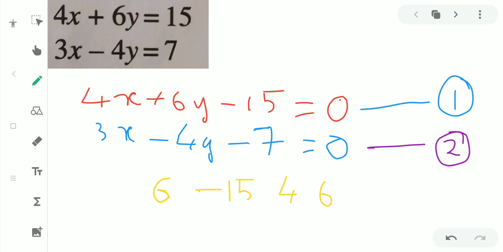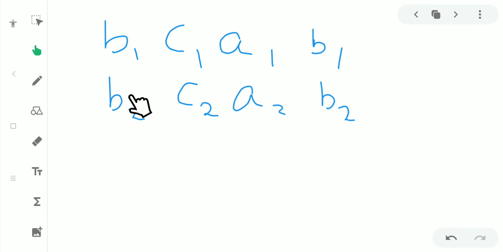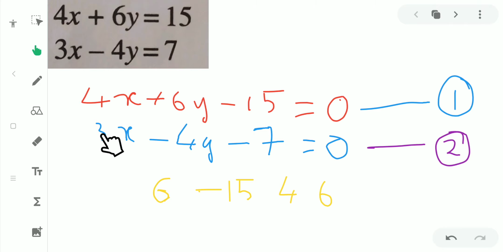Next is b2, c2, a2 and b2. The 2 represents that they are in equation 2 and 1 represents that they are in equation 1. So b2 is nothing but -4, c2 is nothing but -7, a2 is nothing but 3, b2 is again -4. So let me write it: -4, c2 is nothing but -7, a2 is nothing but 3 and b2 is nothing but -4.